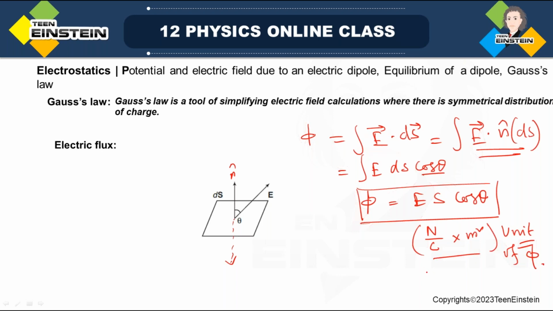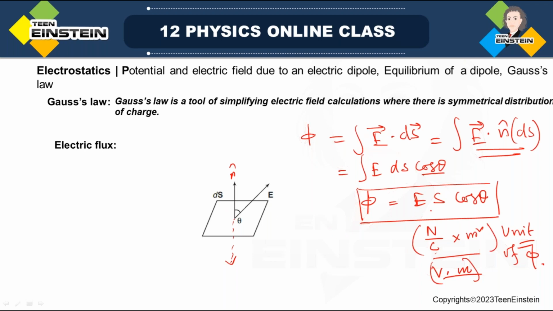So this could be written even as volt into meter also. Because electric field can be written as volt per meter. So in that sense, the SI unit of flux can be written as volt into meter or Newton per coulomb into meter square. So these are the SI units of flux.